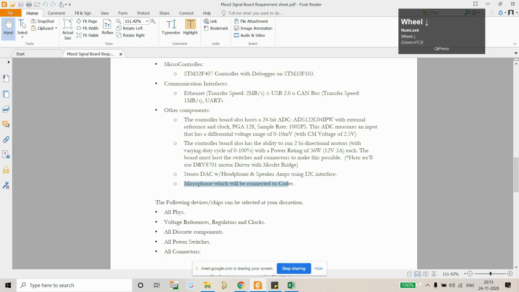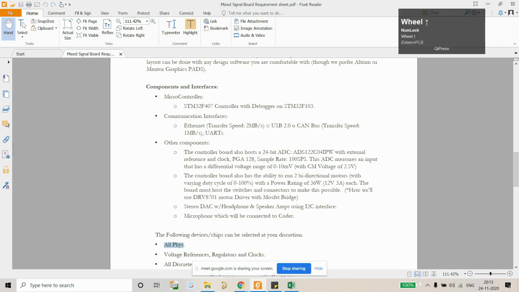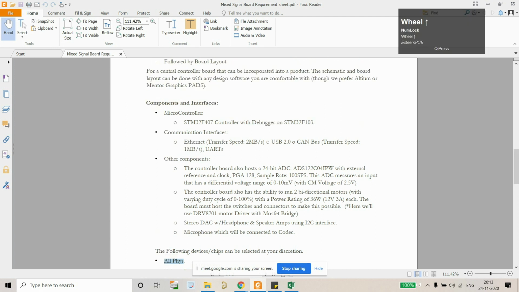And another thing is we have independence to select all the other parameters, like all the filters or any magnetics we are using for Ethernet, or any voltage regulators, reference regulators, clocks. These are the components that we are going to select during the schematic design, right? But these are the major components we're going to select today. So let's start with the first requirement, which is our microcontroller.